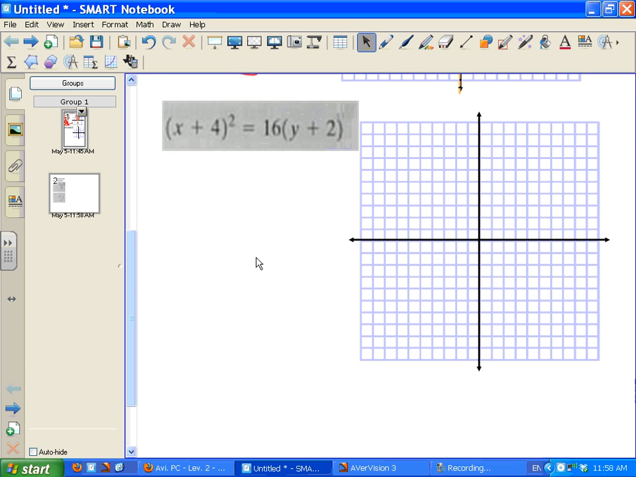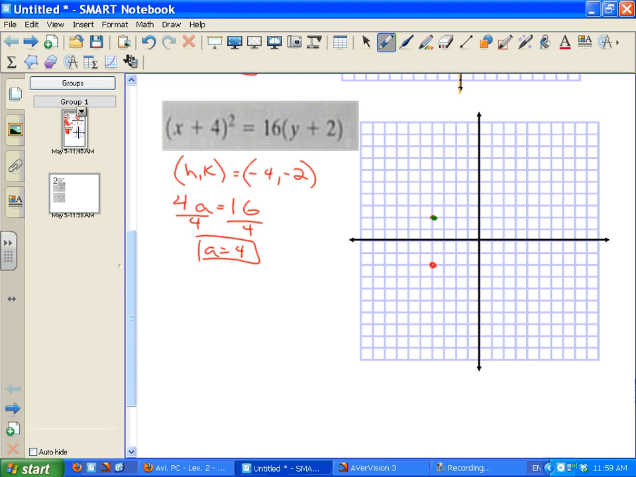Now, where is the center, or the vertex, going to be? -4, -2. And then is this one going to open up or down? Up. What does a have to be? 4, because we know that 4a is 16, so if I divide both sides by 4, a has to be 4. We said it opens up, so the focus is going to be right there, at the point -4, 2.